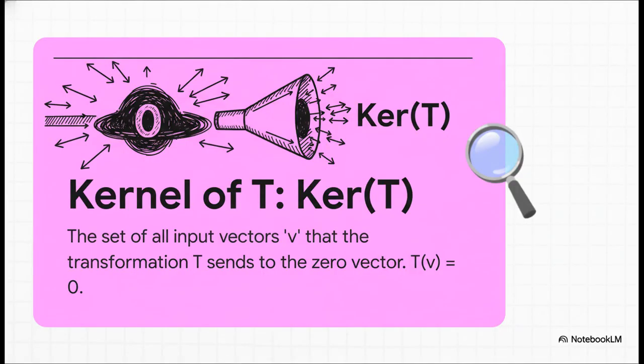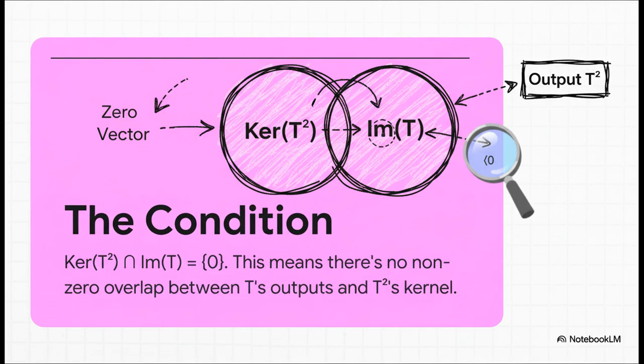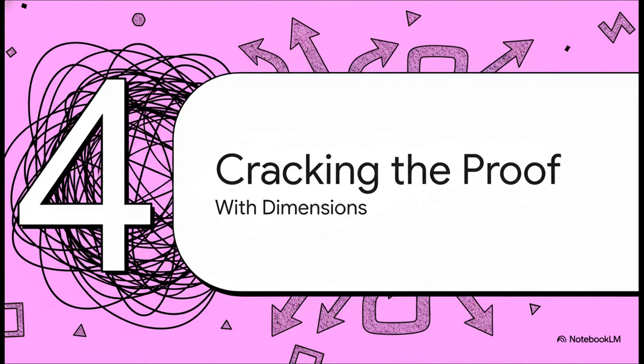First things first, let's define our terms. What is the kernel of T? Well, you can think of it as the null space. It's basically the collection of all the input vectors that get completely squashed down to the zero vector by the transformation. Now that condition we're given, it looks super intimidating, right? But all it's really saying is that the outputs of T, which we call the image, have nothing in common with the vectors that T squared sends to 0, except for the 0 vector itself. There's no non-zero overlap between them. That's it. So how on earth do we prove this thing?